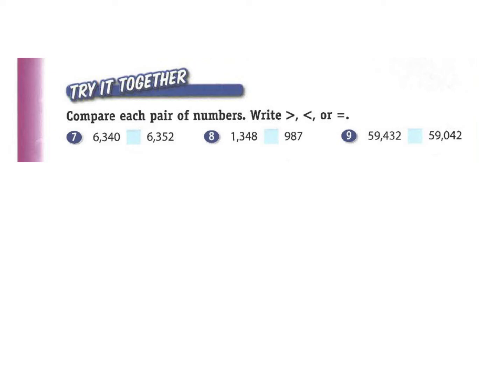Okay, so compare each pair of numbers, right? Greater than, less than, or equal to. So this first one, we have 6,340 and 6,352. Well, if we line those up, we can write the numbers out, kind of like we did in the chart, and then we can compare their place values. So the 6 and the 3 are the same, thousands and hundreds are the same, but we can see the tens are different. Well, we know that 5 is greater than 4, so 6,340 is less than 6,352.